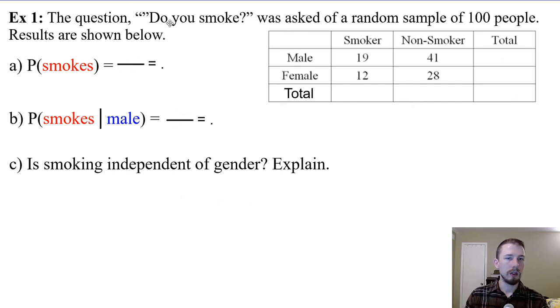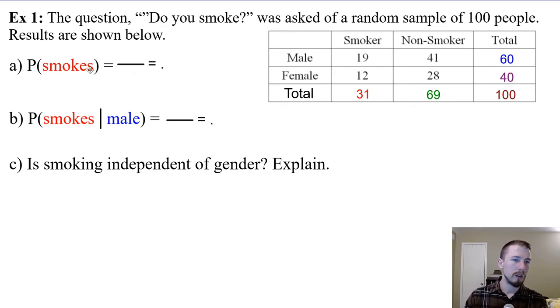All right, the question is, do you smoke was asked of a random sample of 100 people. The results are shown below. So the first thing we want to do is actually find the marginal distributions here. So what's the total? And we're dealing in counts instead of percentages, but because it's 100 people altogether, it'll be pretty easy to find the percentages. You just move the decimal place. So adding these together, we get 31 smokers, which means we have 69 non-smokers. Adding those together, I think we have 60 males, and then of course 40 females because it had to add up to 100.